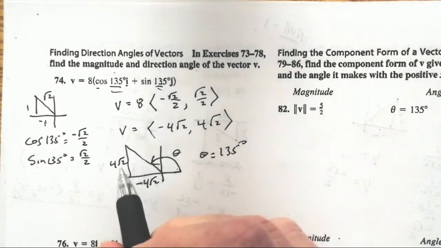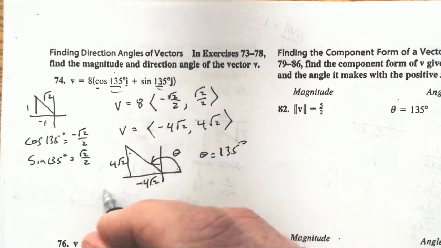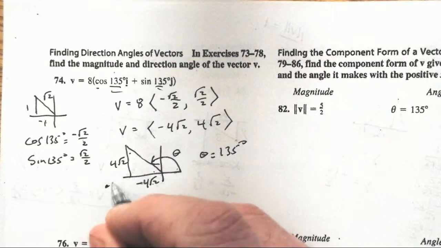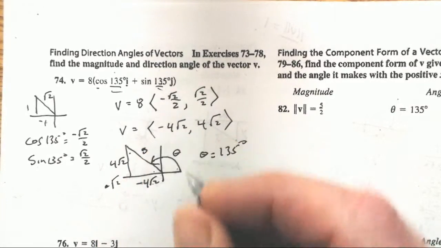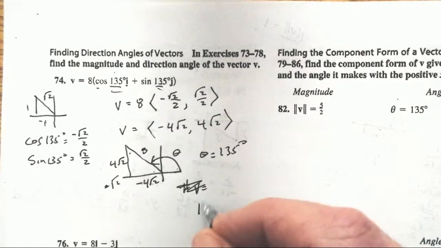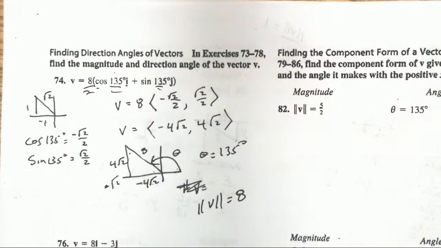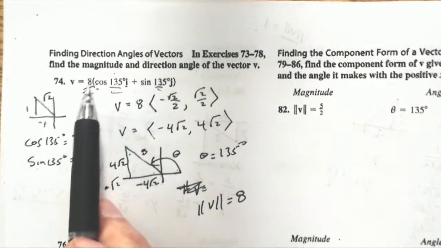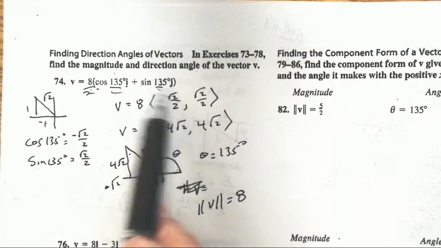And the magnitude, 45, 45, you could use Pythagorean, but we can also multiply that by square root of 2, and we get 4 square root of 2 times square root of 2, 4 times 2, 8. Magnitude of V is 8. How about that? And we realize, wow, this becomes a pretty useful way to maybe name vectors in some cases.